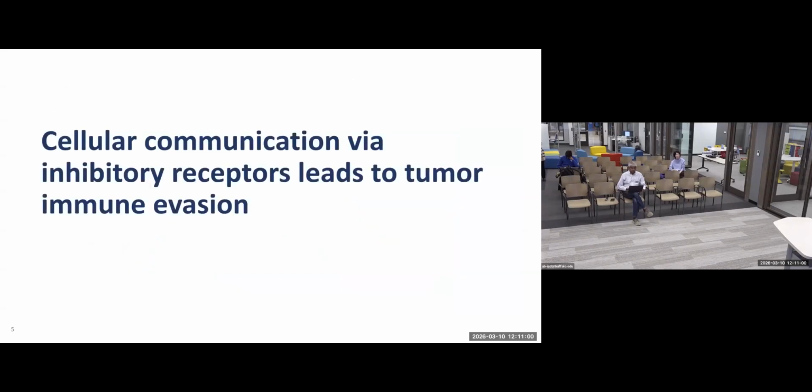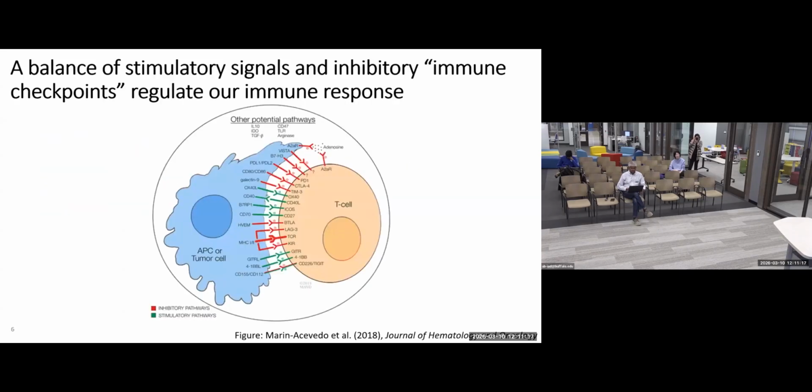And one way that cancer cells are really able to notoriously escape treatment, one of the reasons they can be so difficult, is through this mechanism of cellular communication via inhibitory receptors. And this is a mechanism that we are attempting to treat. So by way of a little bit of background, cancer cells are very, very good at selectively turning the immune cells off.